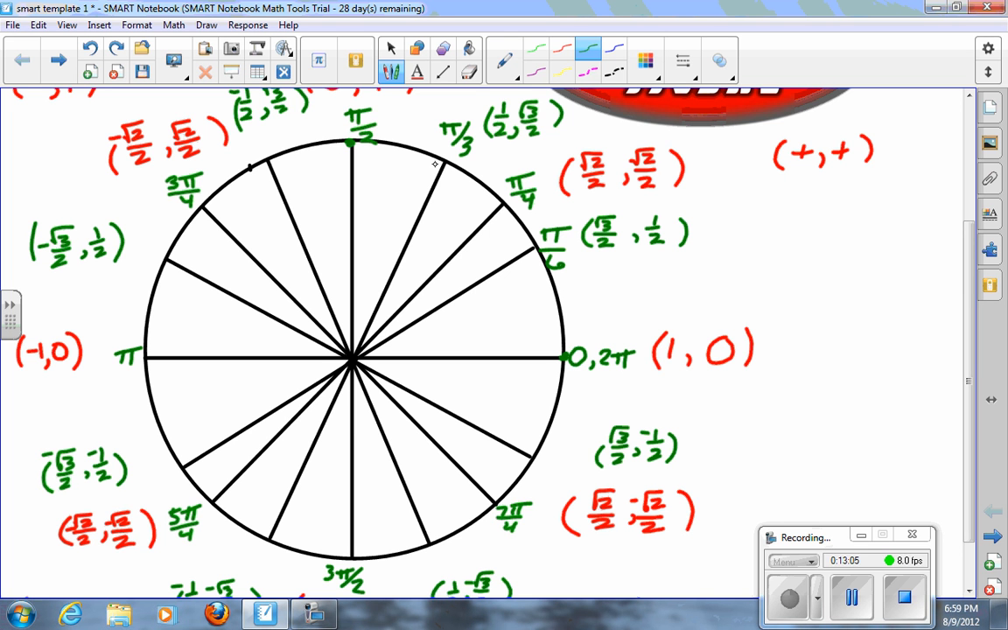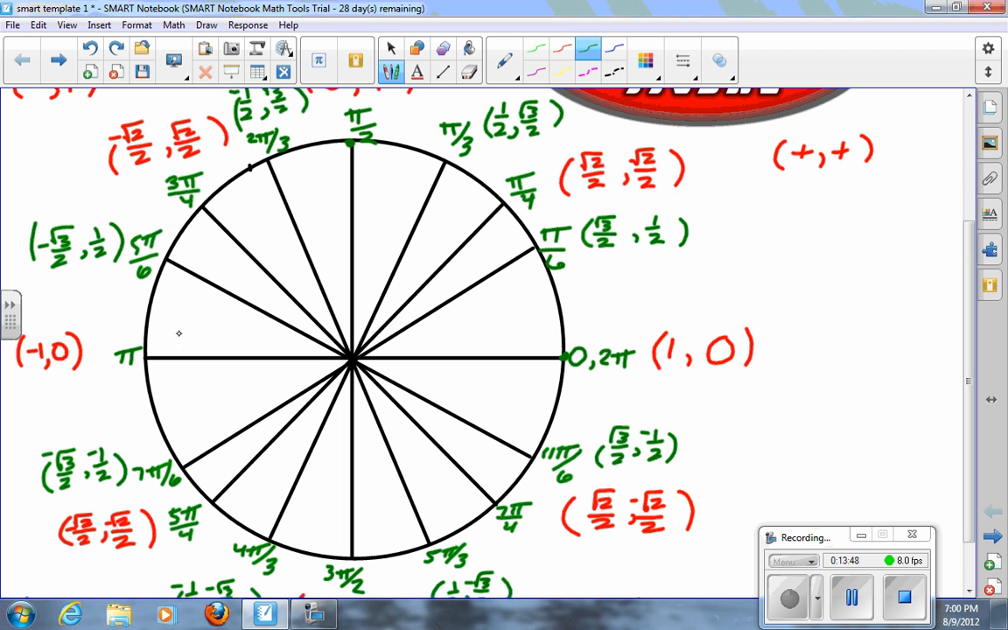Add another 30 degrees right here. Down here would be 30 degrees. Up here would be another pi over 6 radians. So I go 2 pi over 6 plus 1 pi over 6 would give me 3 pi's over 6, which is pi over 2. 4 pi over 6 reduces to 2 pi over 3. 5 pi over 6. 6 pi over 6. 7 pi over 6. 8 pi over 6. 9 pi over 6. 10 pi over 6. 11 pi over 6. And 12 pi over 6 is back to 2 pi.